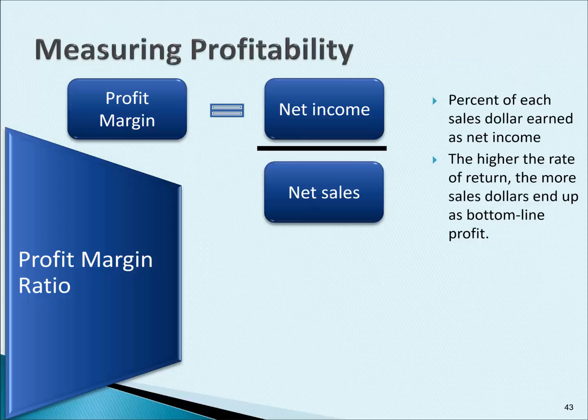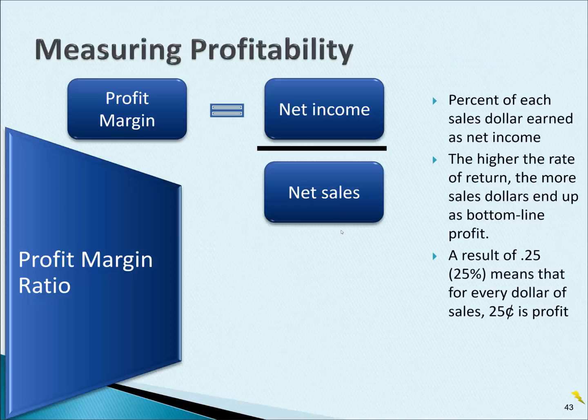So if you get a result of 0.25, which is 25%, that means for every dollar of sales, 25 cents is profit. Is that good or bad? Well, it depends on the industry that a company is in. Software industry has really high profit margins, so a result of 25% would be pretty poor.